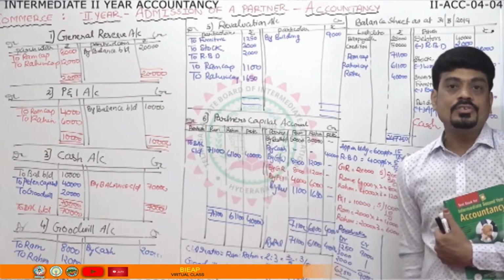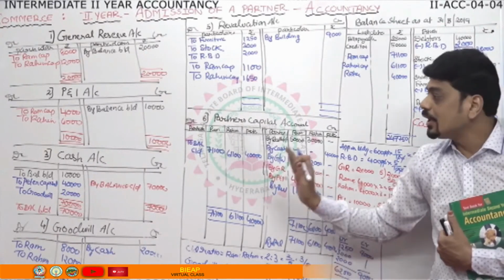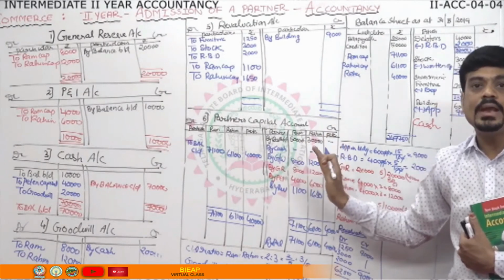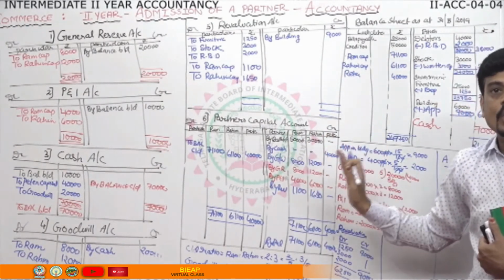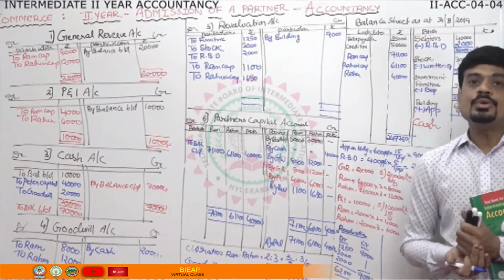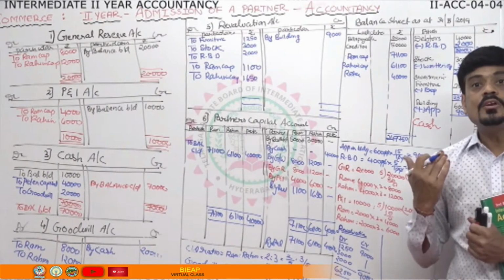Like this, if we do the solution, you will get an accurate answer and this will guide you, help you to get the total 20 out of 20, dear students. In the next session, I am going to teach you where the goodwill is valued.